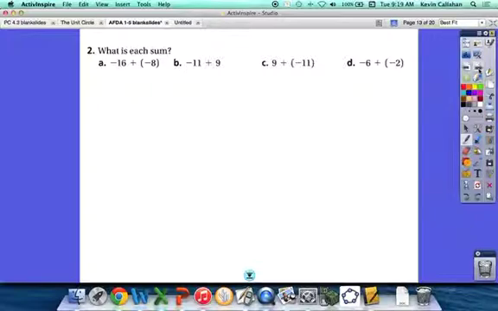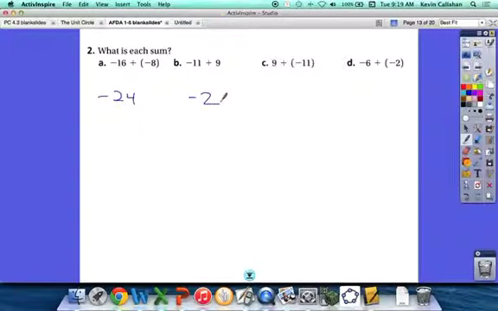So what was the first one? Negative plus a negative is going to be a negative. 16 plus 8 is 24. Okay, how about a negative 11 plus 9? It's going to be negative or positive? Negative, right? 11 minus 9 is 2, so it would be negative 2.